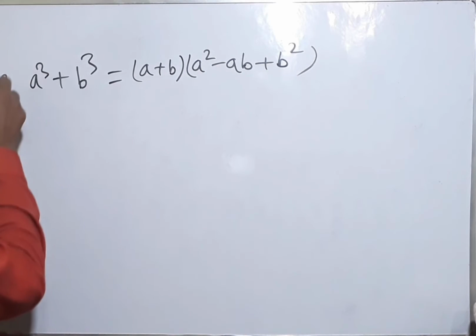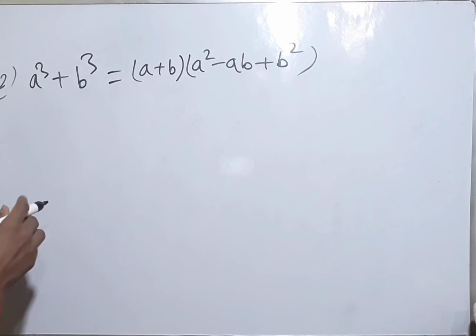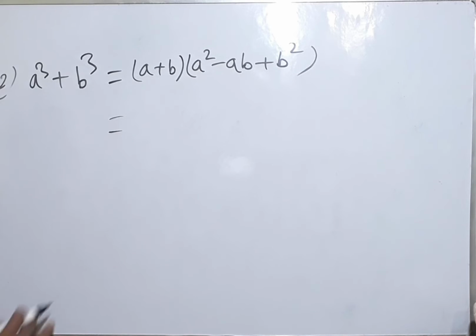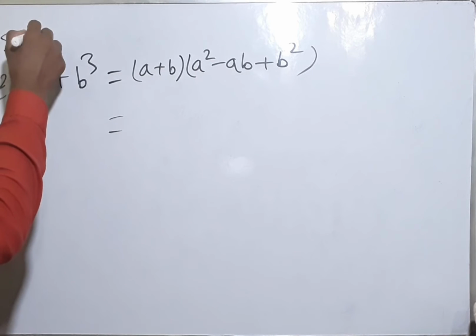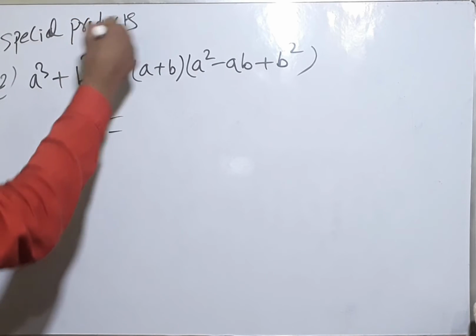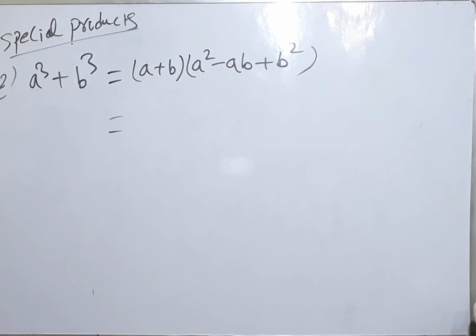Okay, so take note of this. This is the second one. Keep taking note of all of the things that are right. Okay, and just pay attention. First of all, we're going to do from the product side to prove that this is actually a cubed plus b cubed, because these are special products. They're called special products.